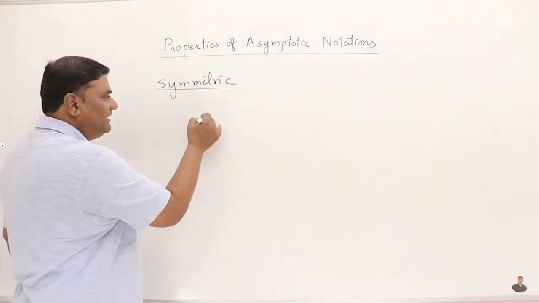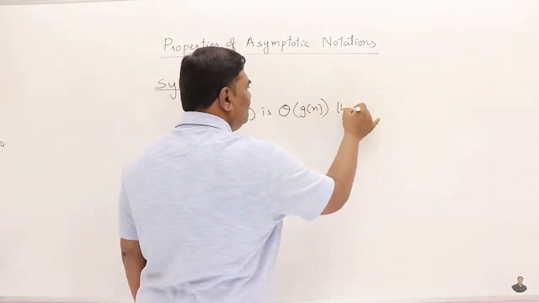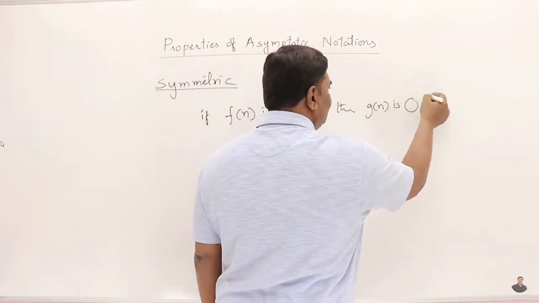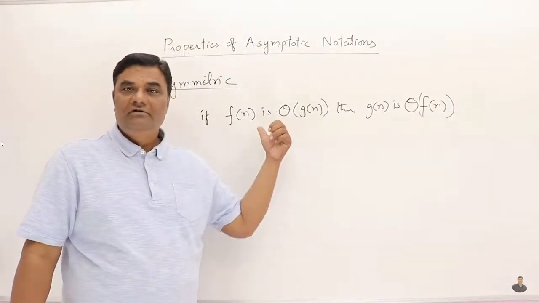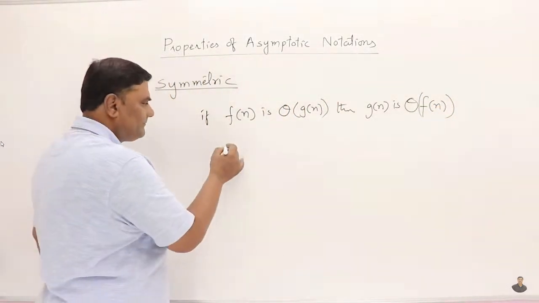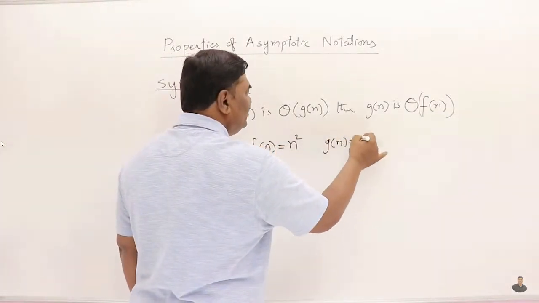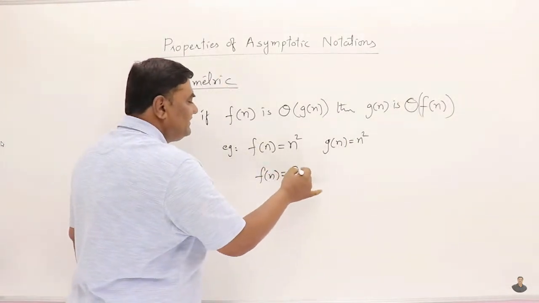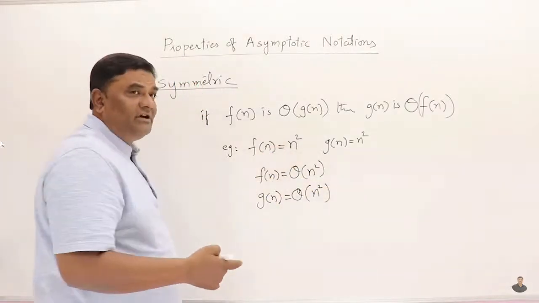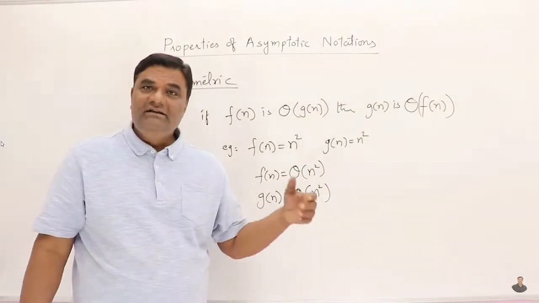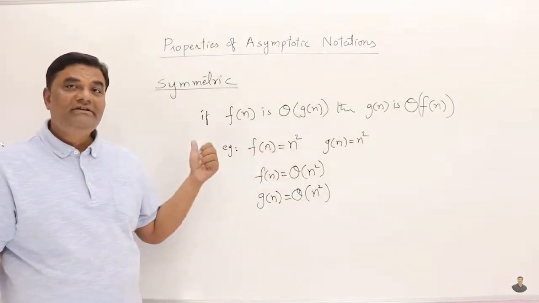Now the symmetric property. If f of n is theta of g of n, then g of n is theta of f of n. The symmetric property is true only for theta notation. Example, f of n is n squared and g of n is also n squared. Then f of n is theta of g of n, that is n squared, and g of n, that is theta of n squared, that is f of n. When both the functions are the same, then they are symmetric. One is theta of another, and that second one is theta of the first one. So this is true only in the case of theta notation.